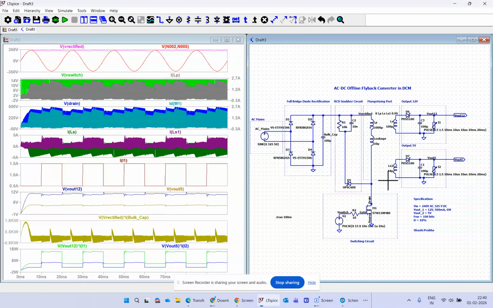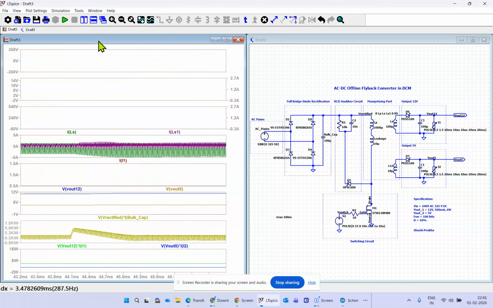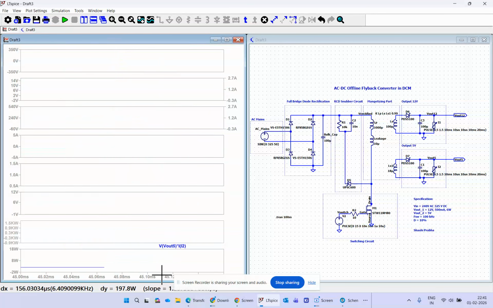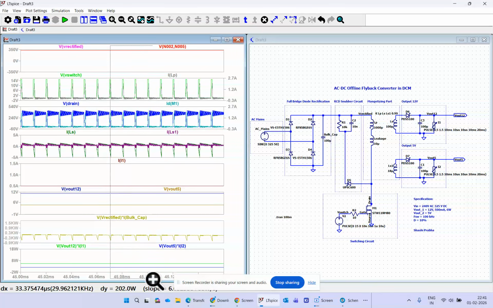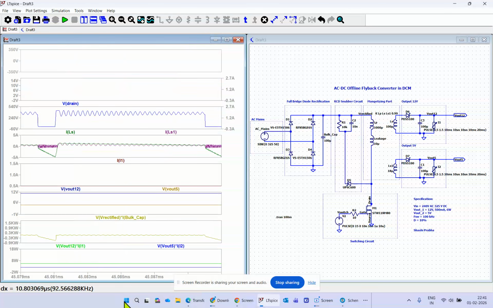The other waveforms which I have plotted are the switching voltage. So what I will do, I will zoom it so that it can be clearly visible. Yeah, so these are the zoomed waveforms of the circuit.